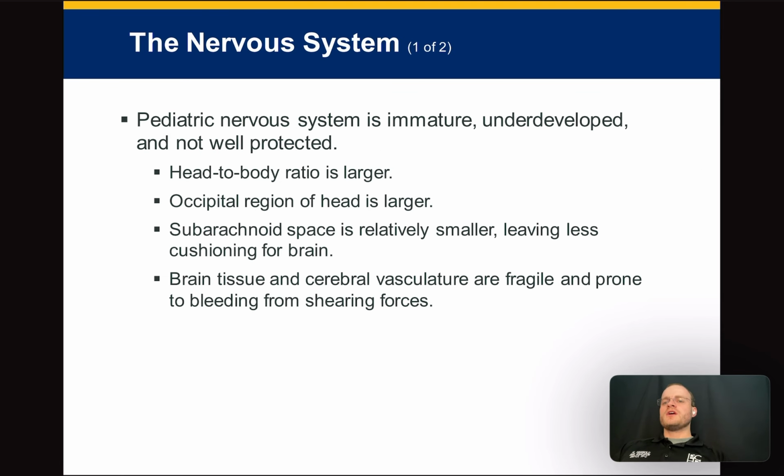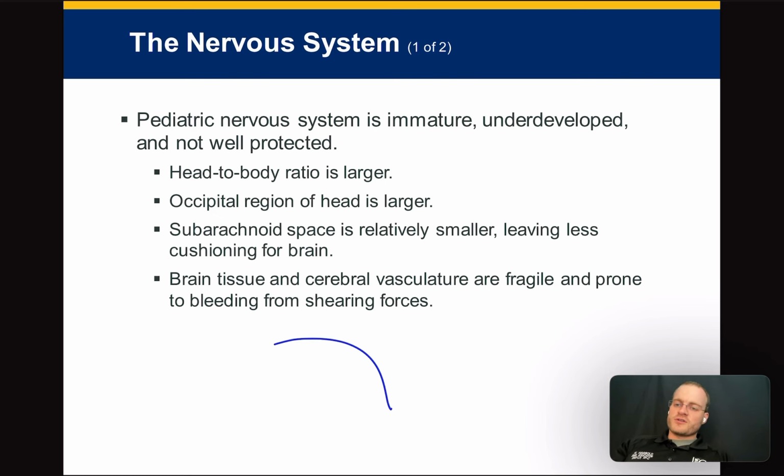The pediatric nervous system is immature and undeveloped. It develops all the way pretty much up to puberty, and it's not well protected. Remember, their head is about a third of their height, so it's prominent and susceptible to injury. The occipital region of the head is larger. The subarachnoid space is smaller, leaving less cushion for the brain.